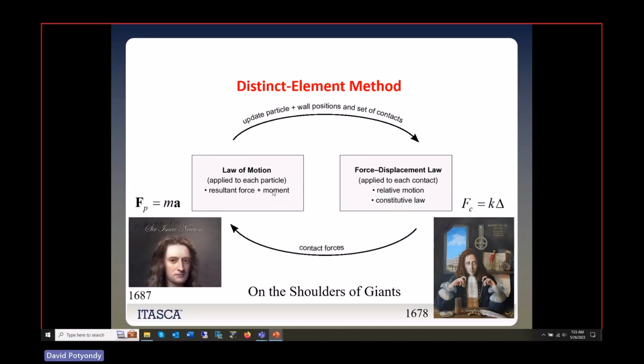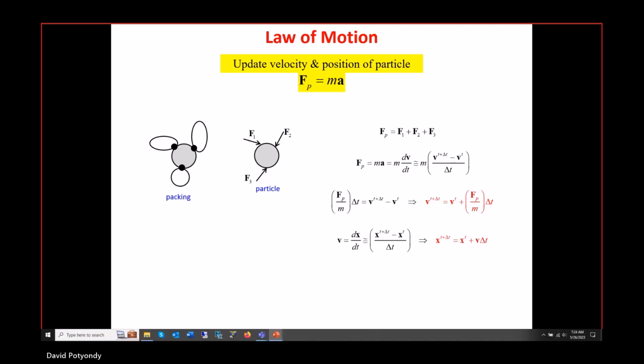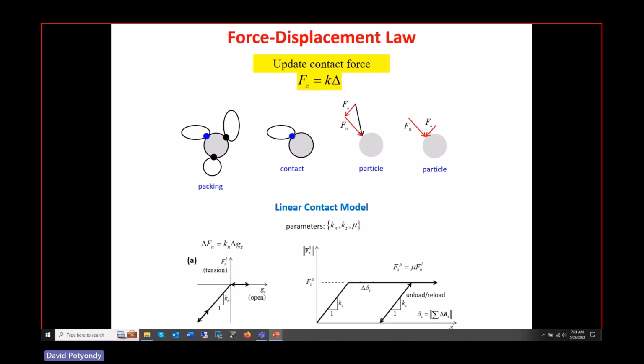That's this guy. How do we update the positions? Because we move things. And then we have a computer science guy running in the background doing a cool algorithm, which I'll talk about later, of how to figure out when two particles are coming into contact. And then we have to look at that relative motion, that force displacement law.